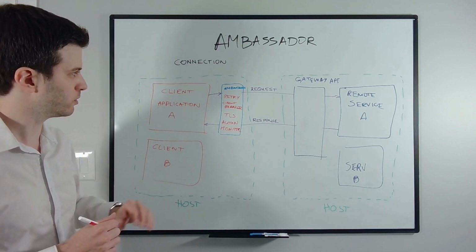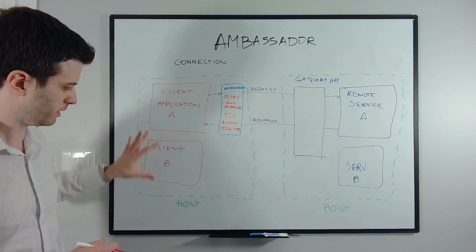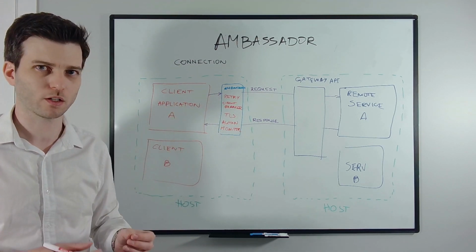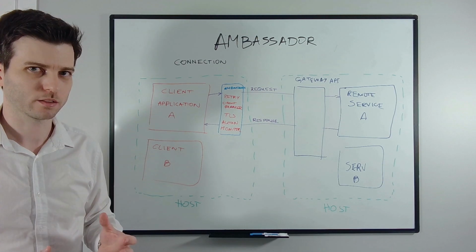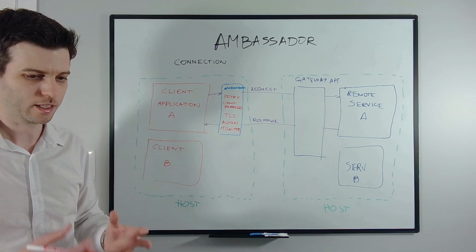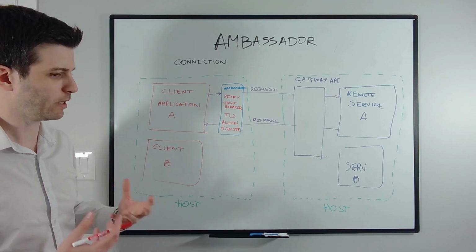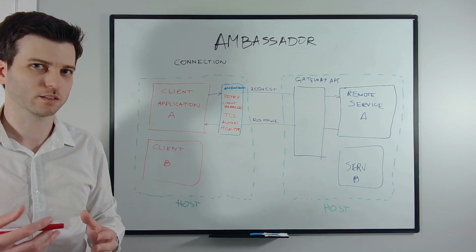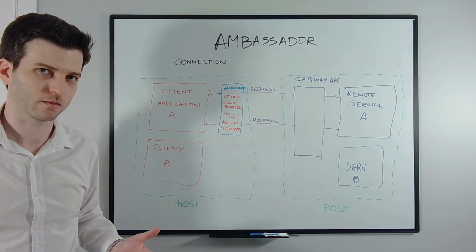If I want to be able to use the ambassador across my entire host, so anything I put on that host, not necessarily containerized, I want it to run with that ambassador. In that case, I may want to deploy the ambassador as either a daemon service or a Windows service.